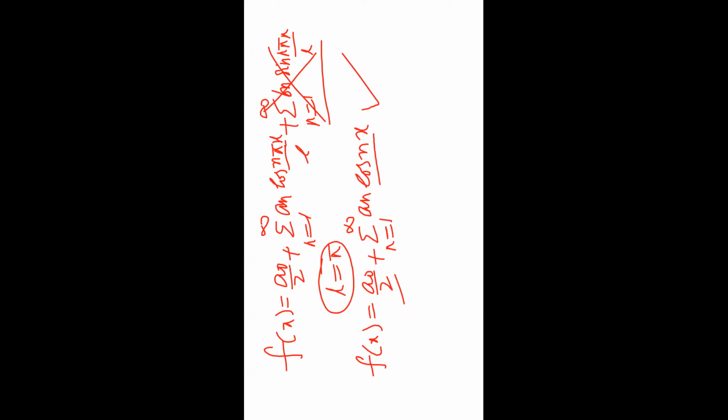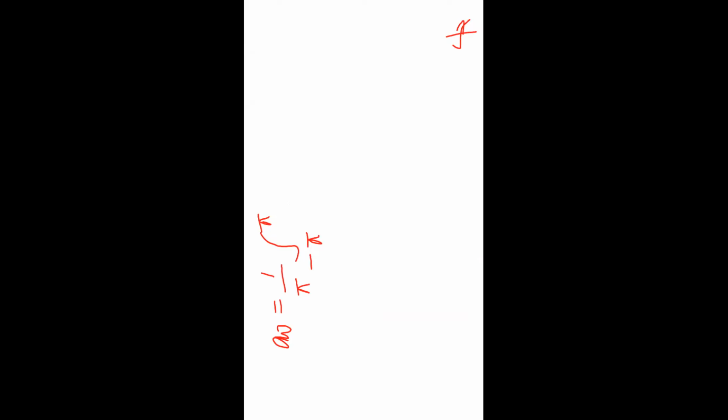So calculating a naught and an of f of x, first we have to write the formula of a naught. The formula of a naught, with l equal to pi, is 1 by pi times the integral in the given limits of the problem, minus pi to pi, of f of x dx. So replace f of x. What is f of x? In the problem, f of x equal to x sin x.